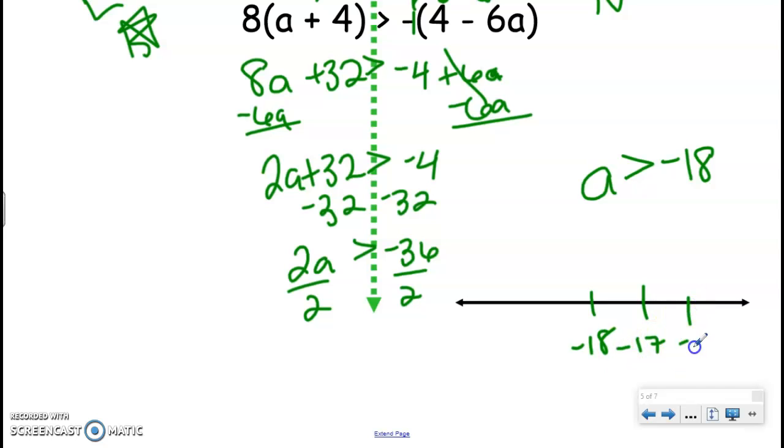So negative 18, negative 19, negative 20. This one is an open dot, and we are shading to the right.